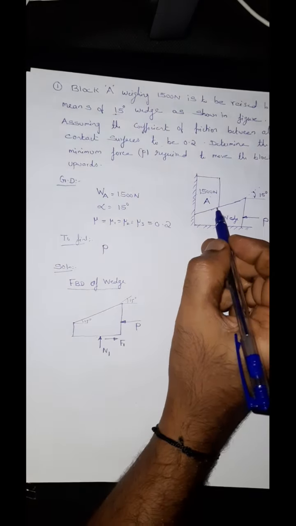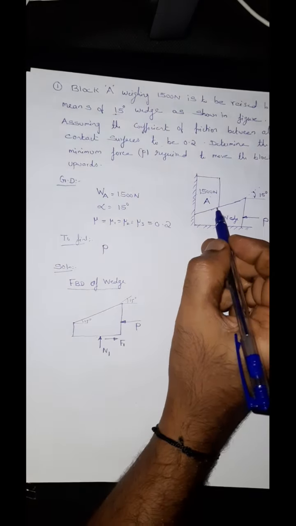This is the detailed drawing of the FBD of the wedge. Let us draw the FBD of block A. The block's own weight is 1500 Newton, and it will always act vertically downwards. There will be a reaction because the vertical wall and the block are in contact. Therefore the normal reaction is N3. Consider this N3 because you already considered N1 and N2.